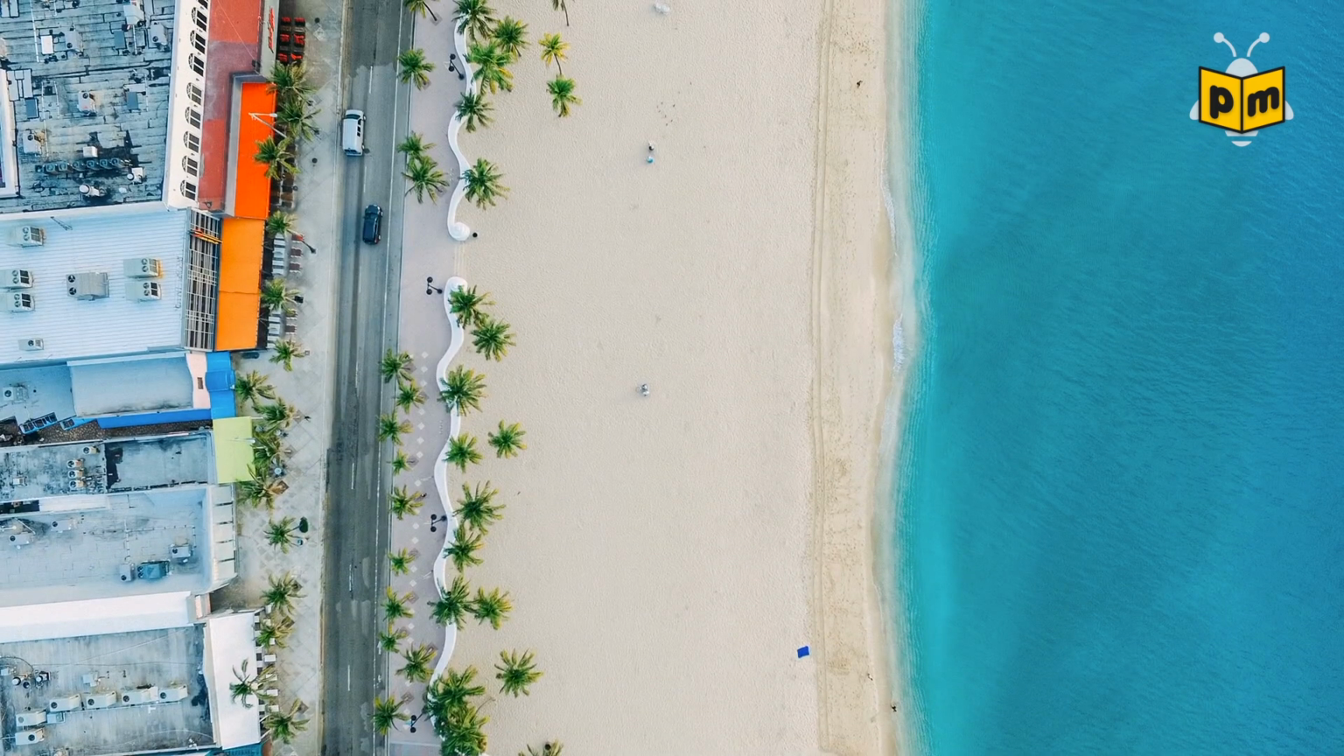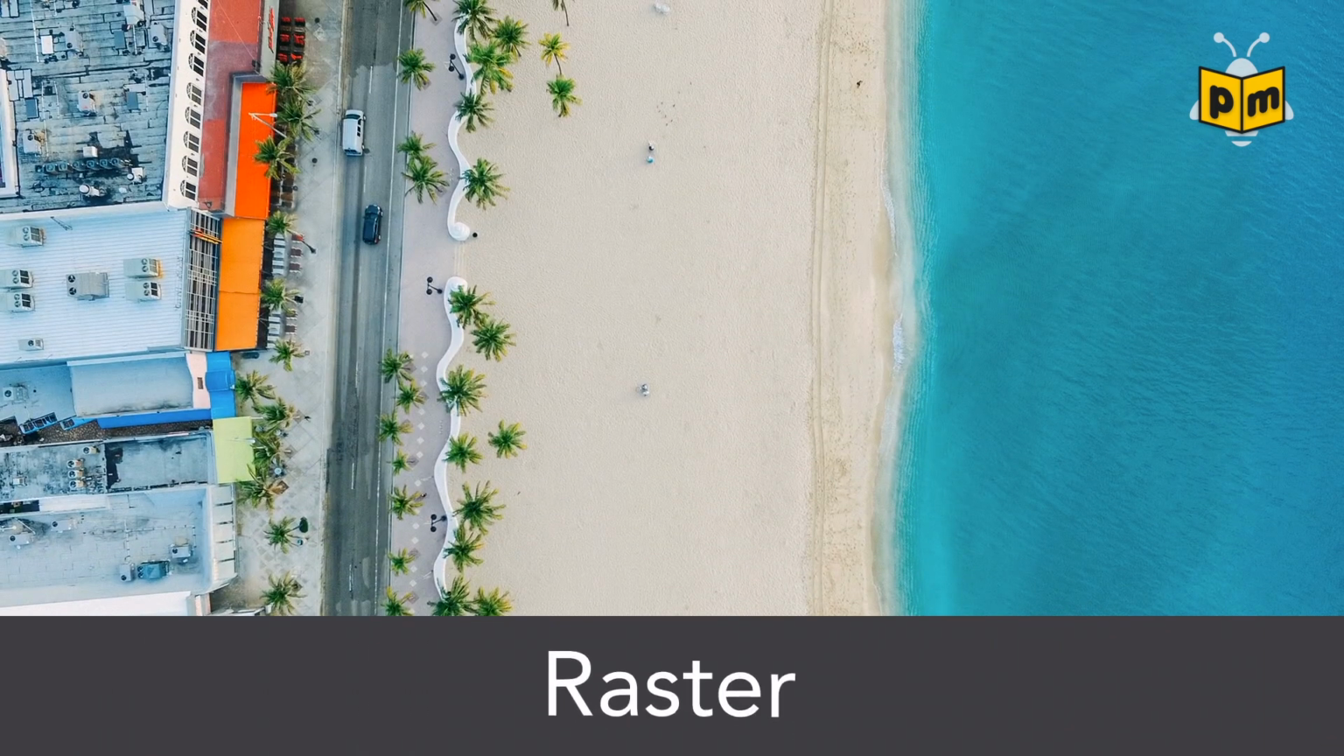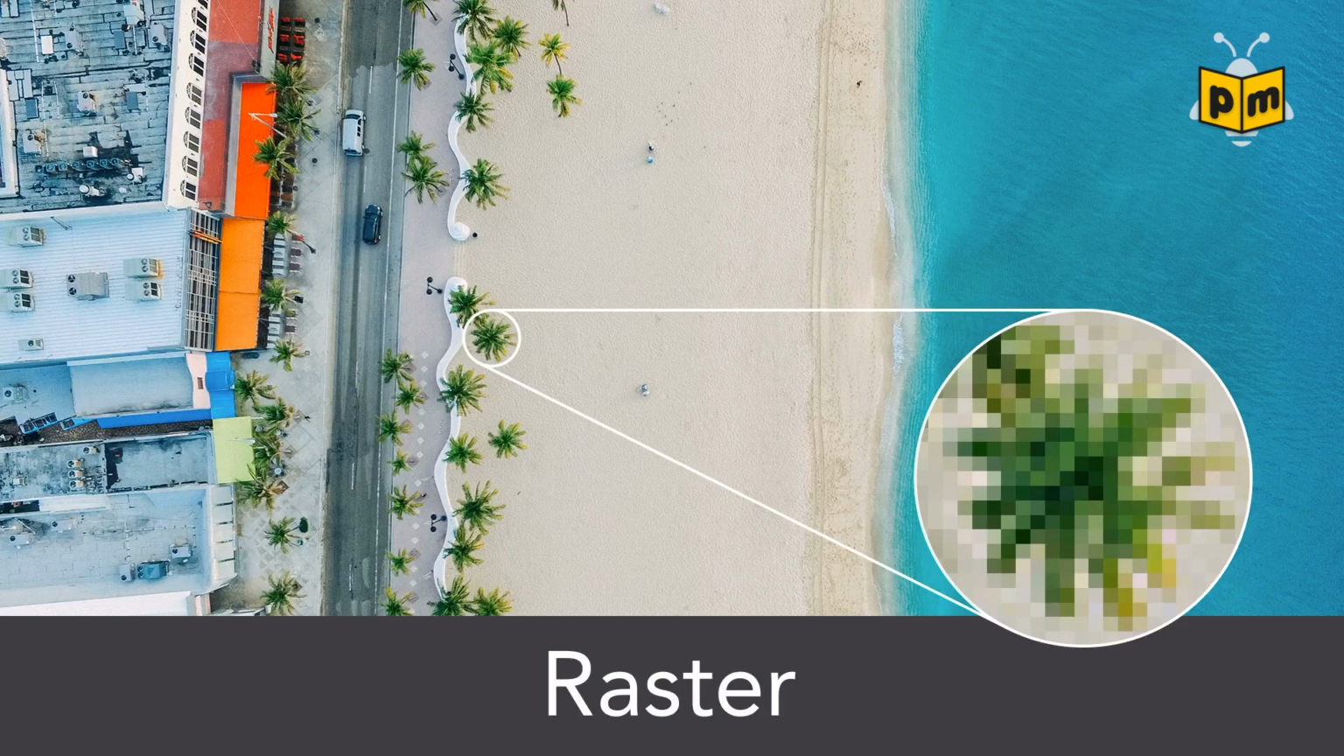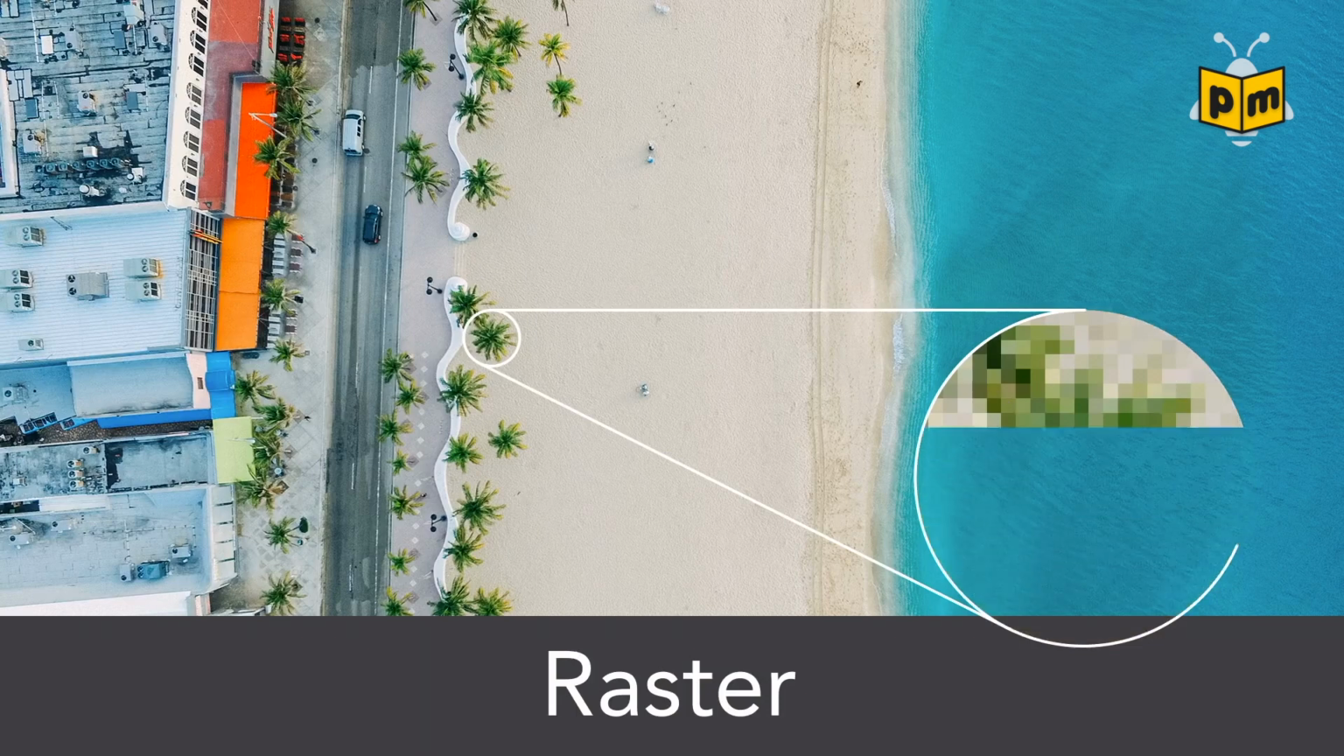That's because most images are in something called raster format. They're made up of thousands, sometimes even millions, of tiny little pixels. When you view a raster image at its original size or smaller, the pixels are invisible. They're just too small to see. But if you zoom in or enlarge it, the results aren't pretty.